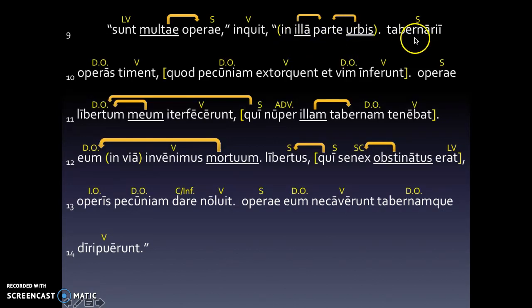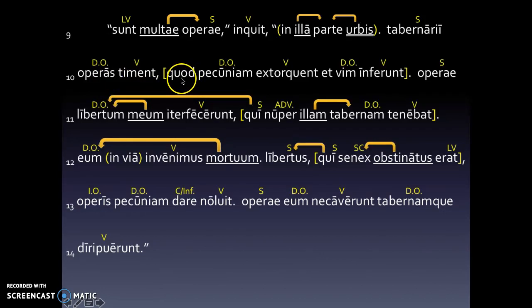Tabernarii, this is a second declension noun. That accented I can be a couple of different things. When we look at the verb, we see that it's plural. So this is most likely our plural subject. Operas, as. That's a nice first declension noun. That as is accusative plural. And then we've got quod here.